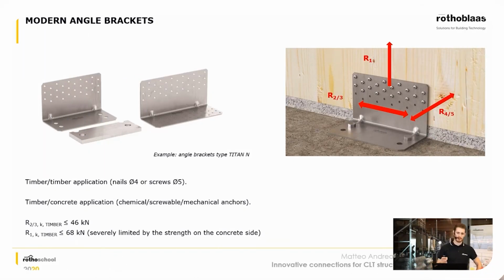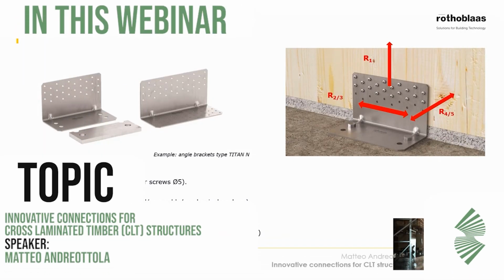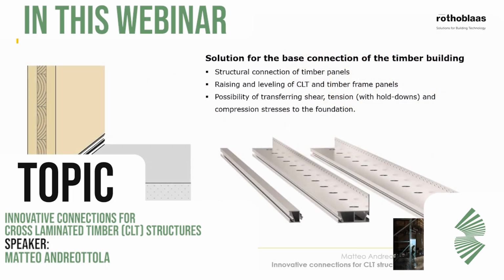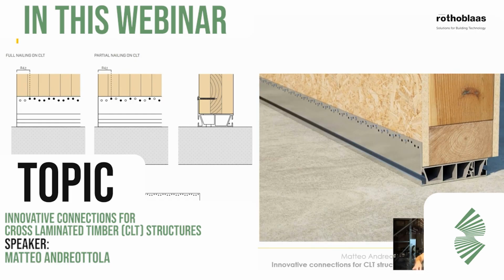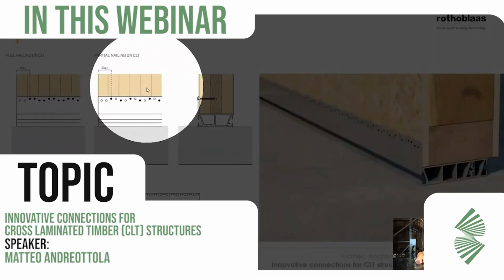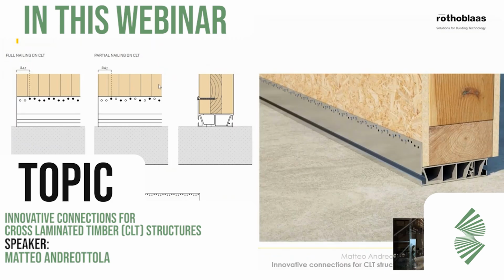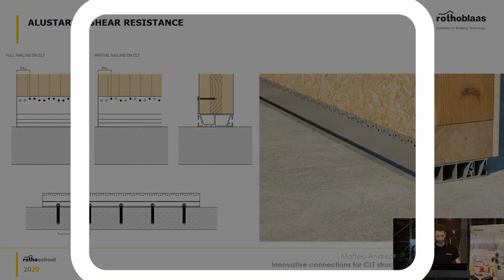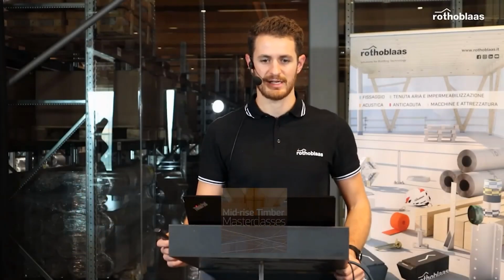This in particular is a connection that you can use as a hold down for tension forces. The tolerances of the concrete walls are not exactly the same as the tolerances that you have on your CLT structure. And as you can see here, you can use full nailing or partial nailing depending on how big your shear force is.